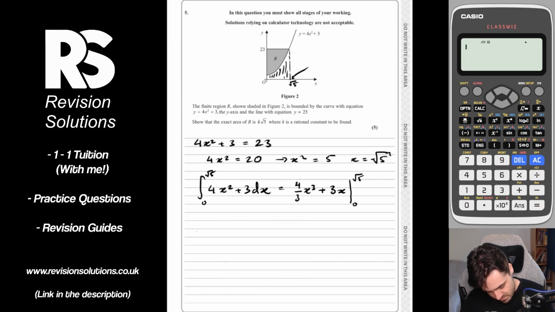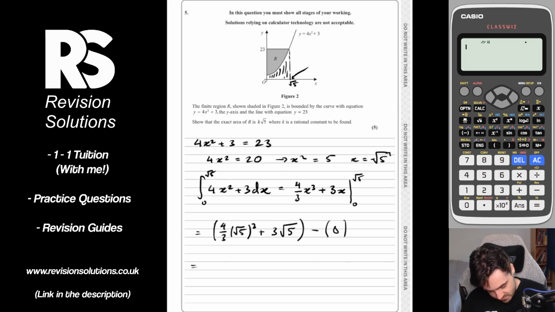So I'd just like to take a step and just substitute the limits in. Don't try and do any calculations, literally just plug the numbers in. So plugging in the limits, that would be 4/3 of root 5 cubed plus 3 lots of root 5 minus, well, it's actually just going to be 0 in all of that because x cubed and x is going to give 0 for both of those terms. So that's quite nice. We don't have to worry about that second limit at all.